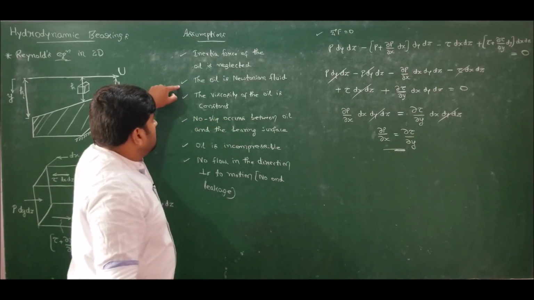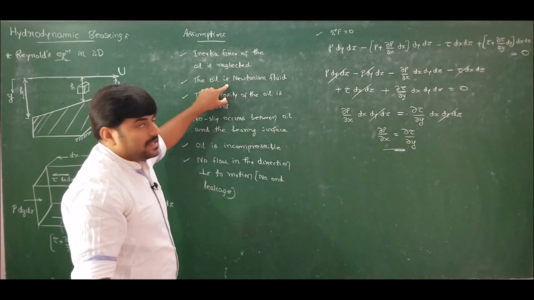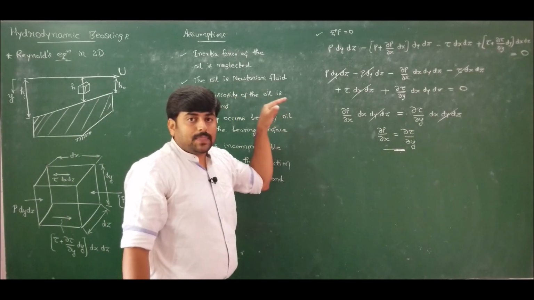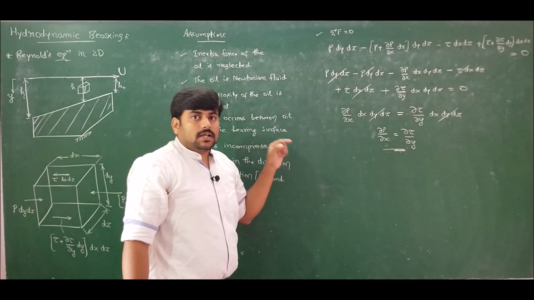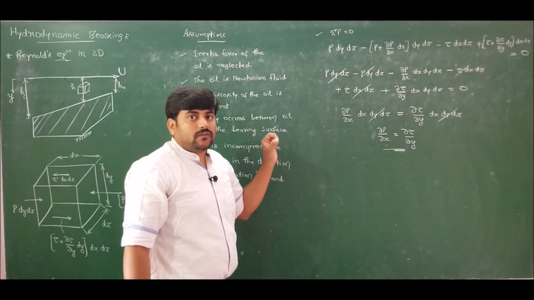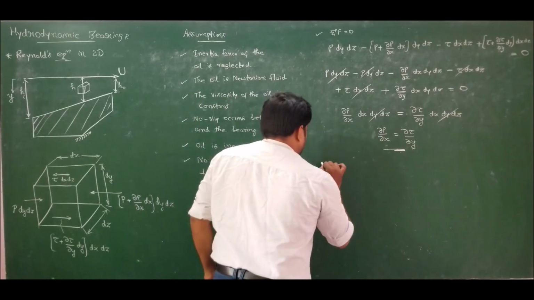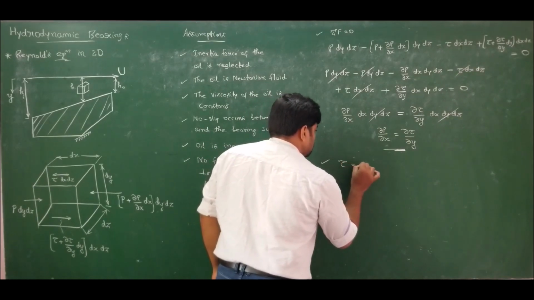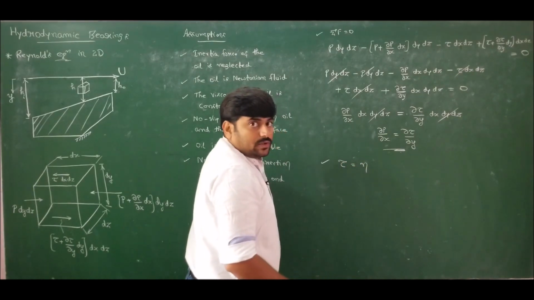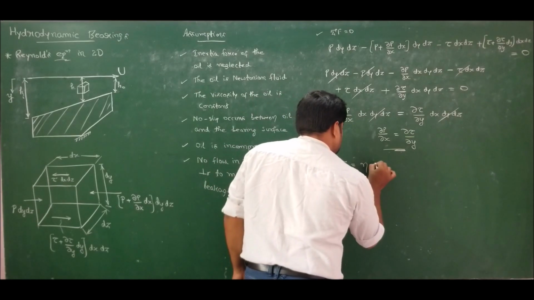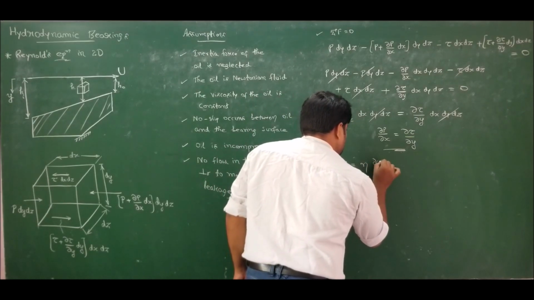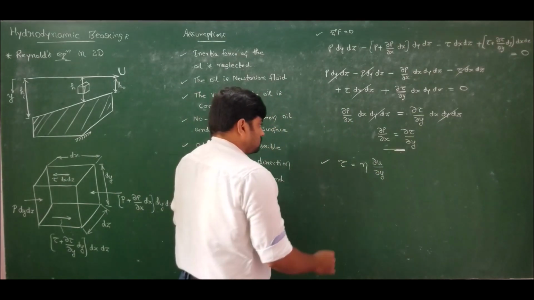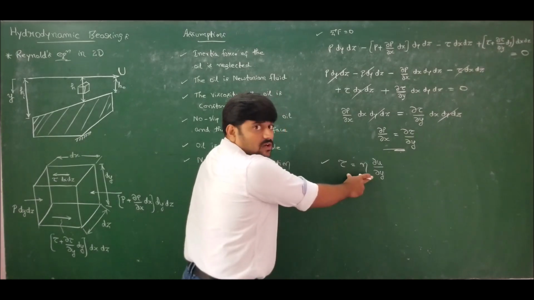Next, move to the second assumption. The oil is Newtonian fluid. What do you mean by this? The oil obeys Newton's law of viscosity. What does Newton's law of viscosity state? Newton's law of viscosity states that shear stress is directly proportional to rate of shear strain. That is, from our second assumption we have shear stress is equal to absolute viscosity times ∂u/∂y. Correct? This is from Newton's law of viscosity.